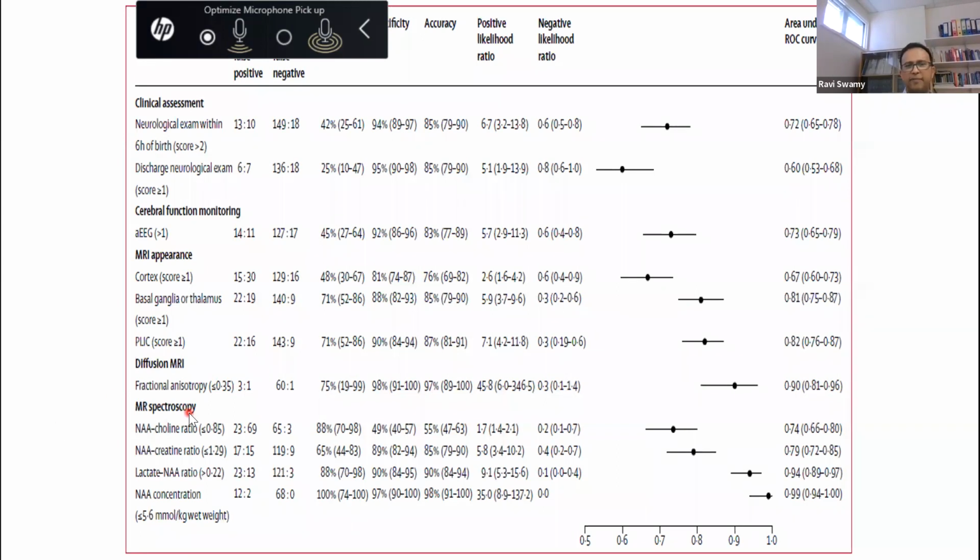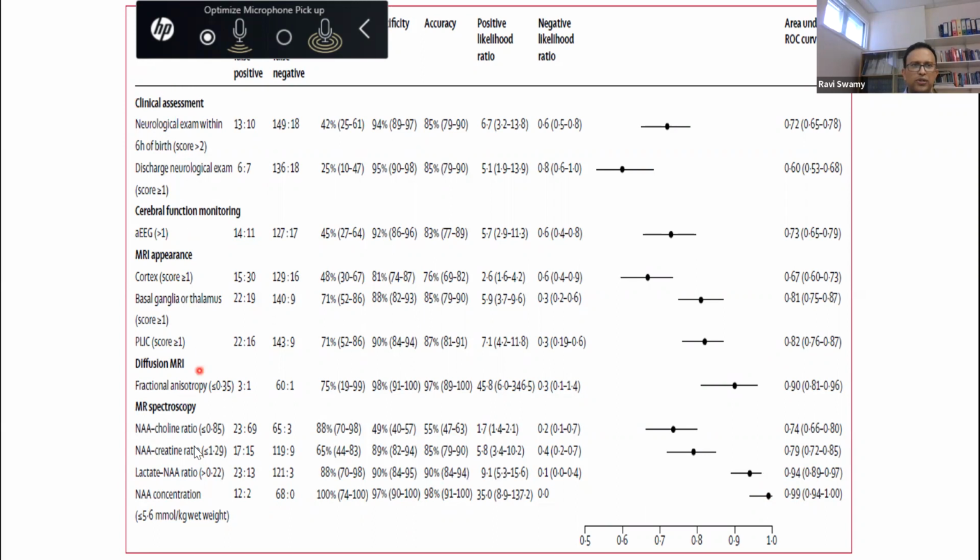The last comes the MR spectroscopy. As I told, the main thing you look for here is the lactate NAA concentration and the pure NAA concentration, just the last two. If you see the lactate NAA concentration reversed, then there's a 94% chance. And if you see the NAA concentration completely going down, you can predict almost 99% fairly surely.